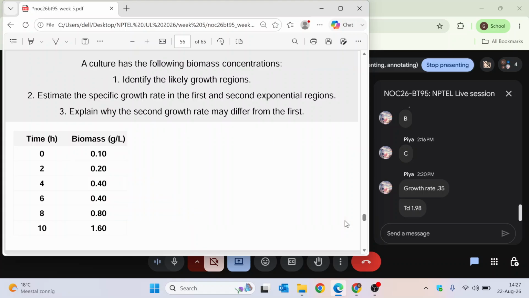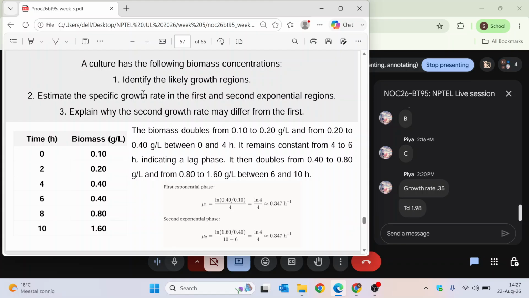Okay. Next question is, a culture has the following biomass concentration. Identify the likely growth regions. Estimate the specific growth rate in the first and second exponential region. Explain why the second growth rate may differ from the first. So from this you know that this is going to be some kind of a diauxic growth. Here you can see within the first 2 hours the biomass doubles from 0.1 to 0.2, and here again from 4 to 6 it remains constant, which means there is a lag phase here.